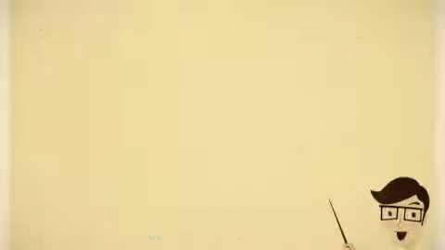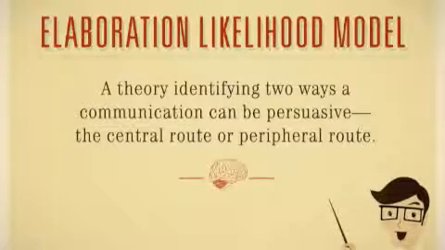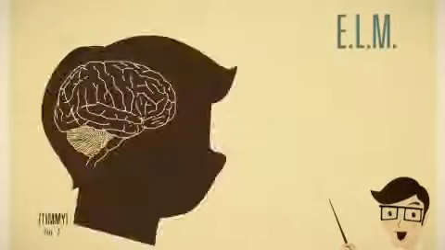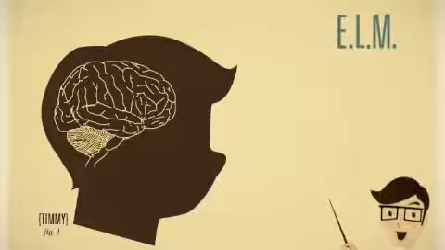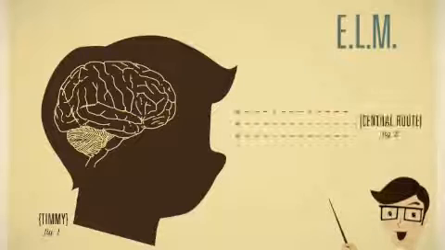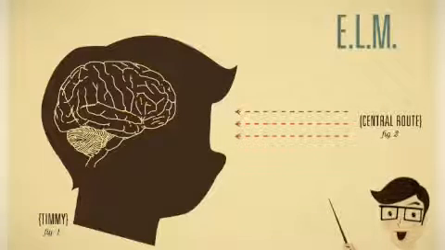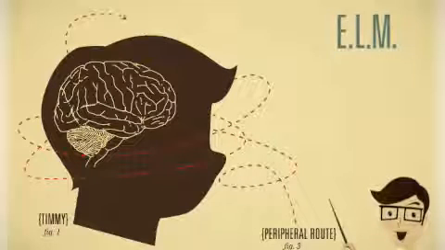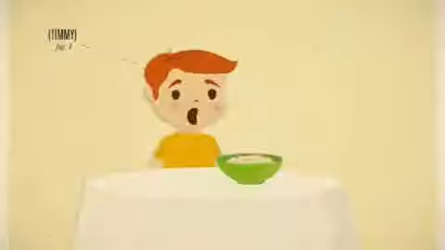One of the most widely accepted models of persuasion that is often associated with advertising is the elaboration likelihood model. The elaboration likelihood model, otherwise known as the ELM, is the theory identifying two ways a communication can be persuasive: the central route or peripheral route. The route which is taken is dependent upon the abilities of processing and the motivation of the receiver. That's you, Timmy. Let's spell it out for you, Timmy.